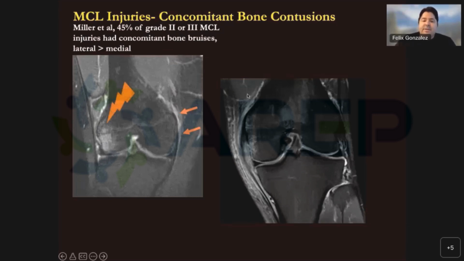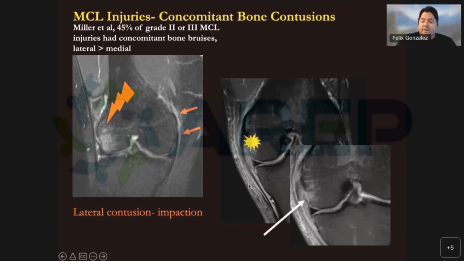All right, so studies have been performed on concomitant bone contusions and the incidence of MCL injury. For example, here on the lateral femoral condyle we have an area of bone edema, and you can see how this is a valgus stress, right? On the opposite side, along the proximal fibers of the MCL, you see periligamentous edema. So this is from a lateral contusion, an impaction injury. In addition, you can also have a direct contusion into the medial femoral condyle, violating the meniscofemoral attachment and the ligamentous integrity there.